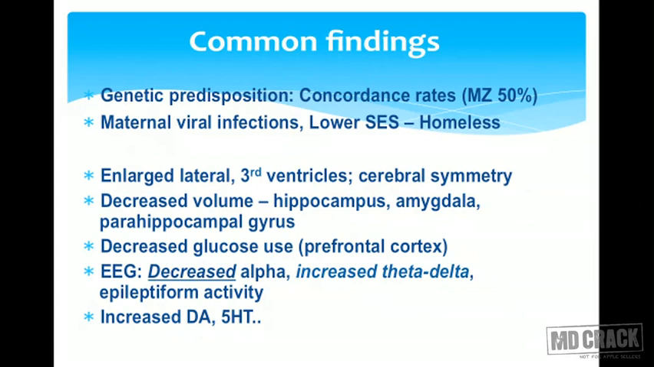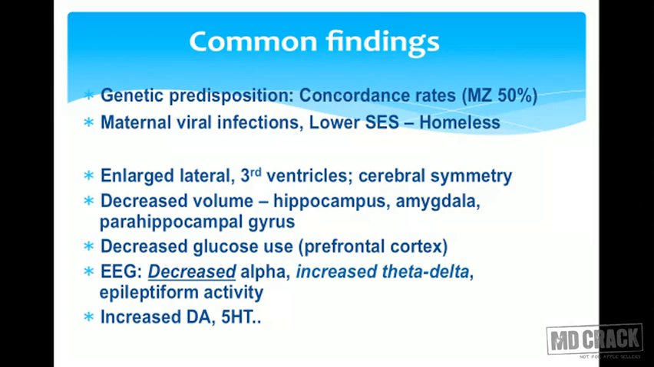The common findings associated with schizophrenia is there is genetic predisposition, and the concordance rate is 50% in the monozygotic twins. It's commonly seen if the mother has suffered from a viral infection, and in the patients with lower socioeconomic status, that is the homeless individuals.